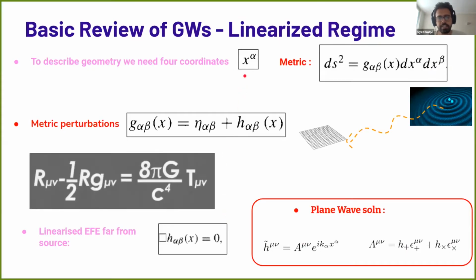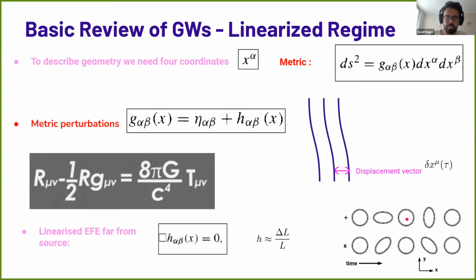So in the basic linearized regime, we know that to describe the geometry you need your four coordinates, and the metric is in this form. The basic regime in how you study gravitational waves is that there is some source which is very far, and on the flat space-time you can perturb the flat space-time metric, plug this into the Einstein field equations, and get the linearized Einstein field equations far from the source, which is box H alpha beta of x equal to zero, where box is the D'Alembertian operator. Since this is a plane wave equation, you get plane wave solutions like this, with the polarization terms H plus and H cross.